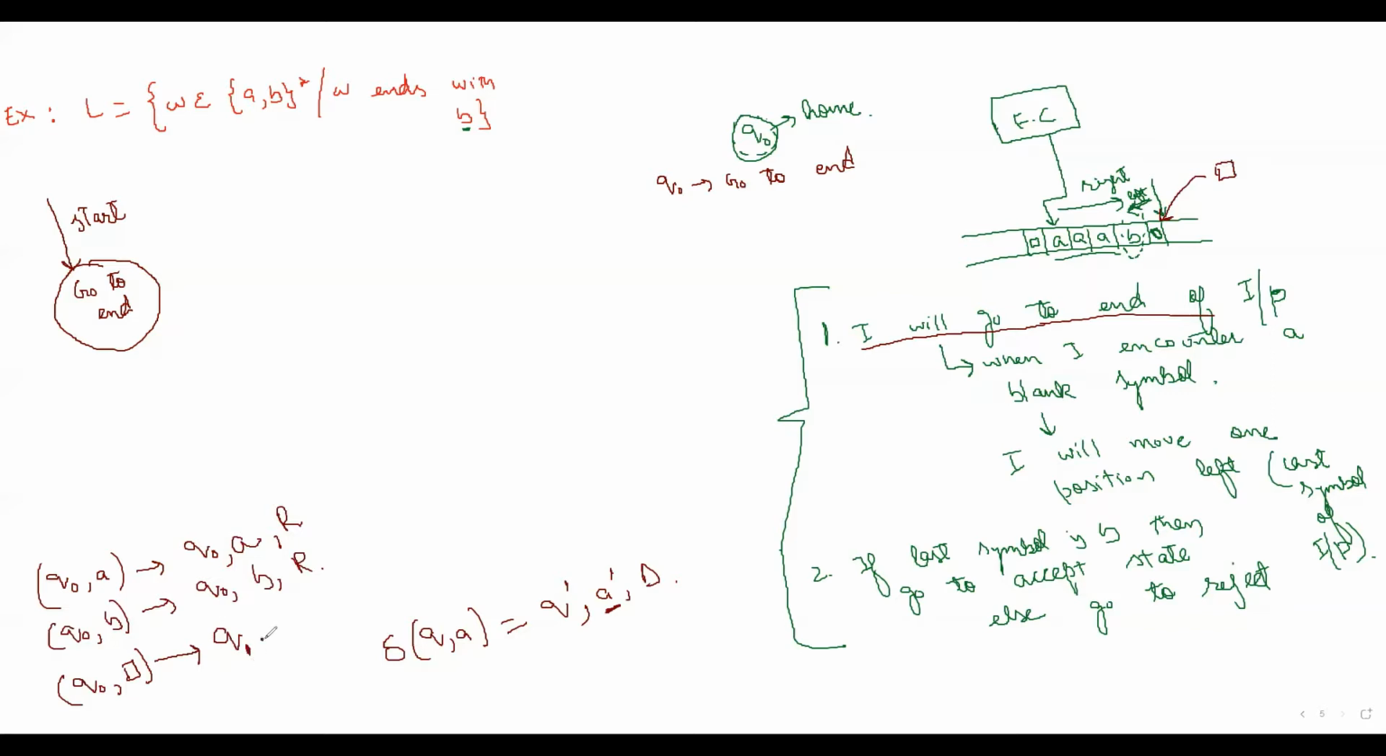Okay, Q1, and I should go to the left side. And what should I write here? I should keep this as blank, so I should not write anything. I should keep it as blank, and I should move left. Okay, left means that I am on this last symbol.